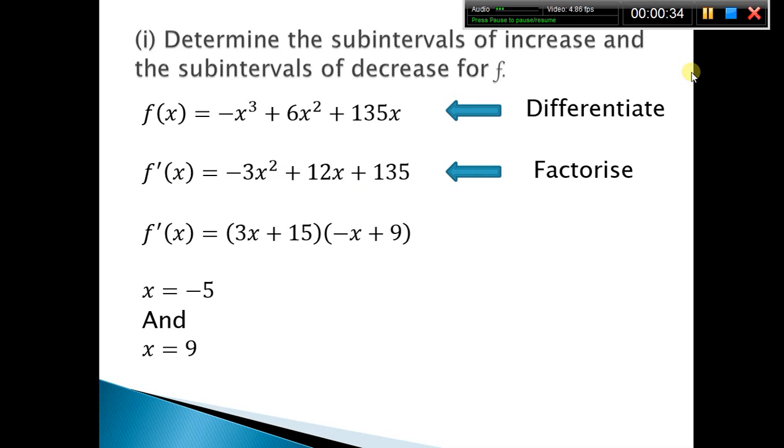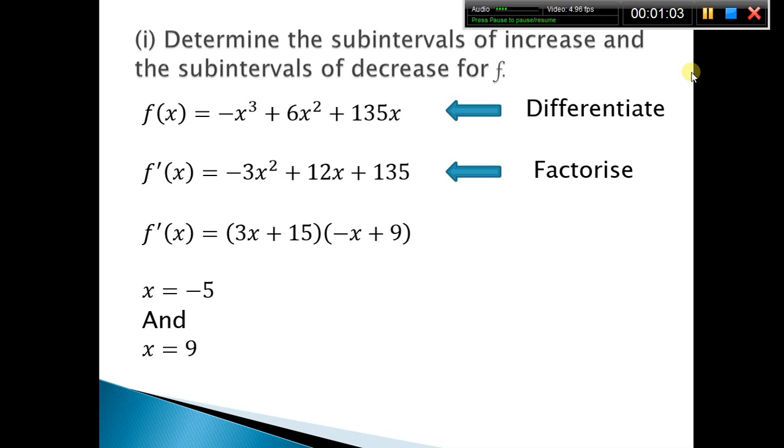Using basic principles of differentiation, we multiply the minus x cubed by its power of 3, while reducing this power by 1. We then multiply the 6x squared by its power of 2, while also reducing this power by 1. We do the same to the x value, and this just turns the x into x to the power of 0, which, as we know, for any number is 1. So this gives us our first derivative of minus 3x squared plus 12x plus 135.